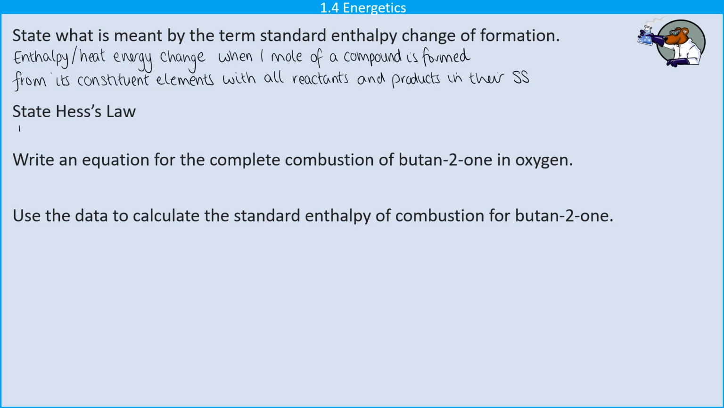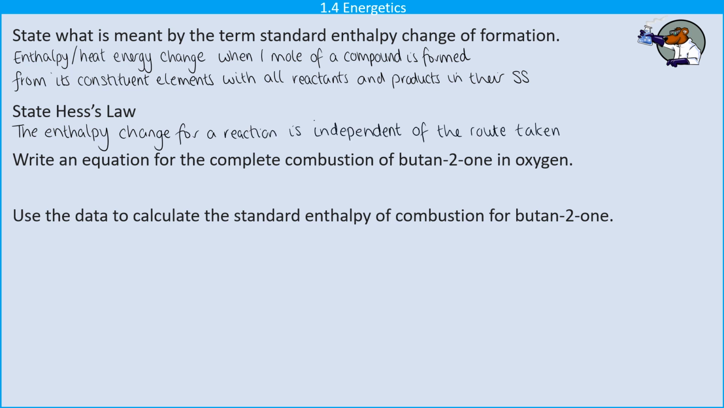Then our second part of the question is another sort of definition-y type bit. What is Hess's law? Well, Hess's law is this idea that the enthalpy change for a particular reaction is going to be independent of the route taken. So it doesn't matter how you get from the reactants to the products, the overall energy change will be the same, even if we've used a catalyst or employed a different route in between.